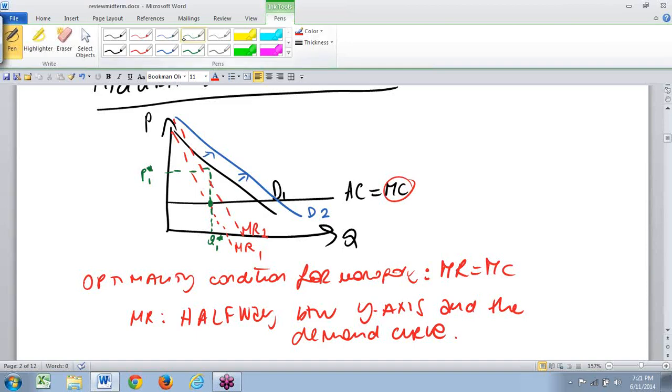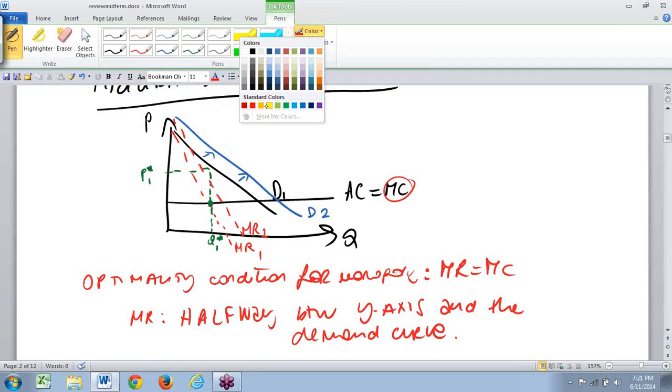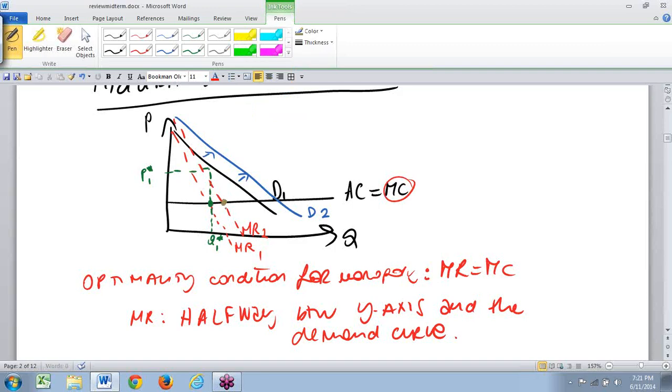Then we need to find the point where the marginal cost and the marginal revenue curve cross. And this point is here. So going back on the demand curve 2, we find the optimal price P2 and the optimal quantity Q2. Okay? Questions?